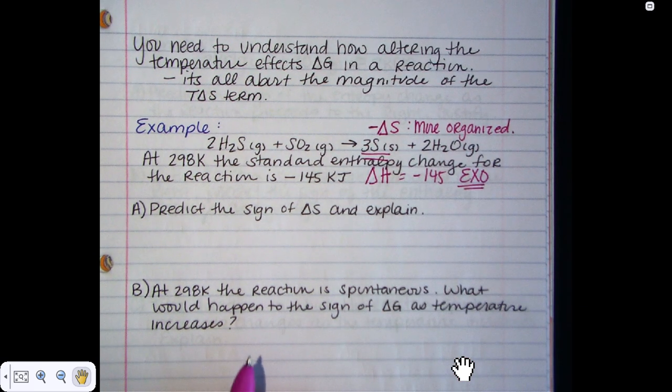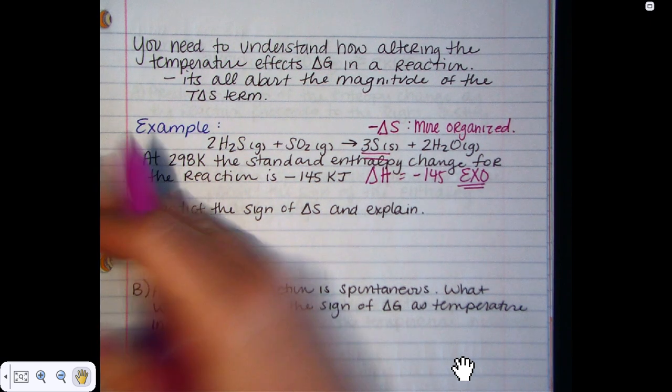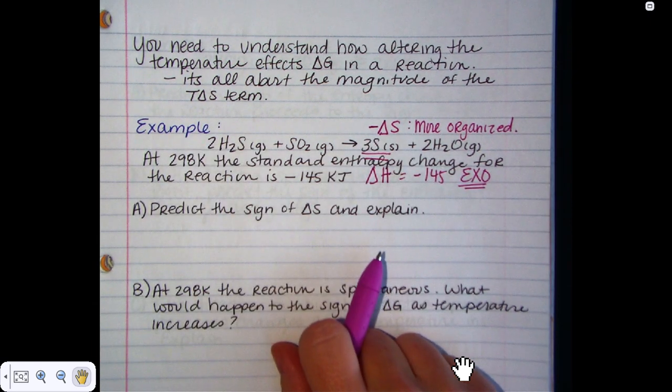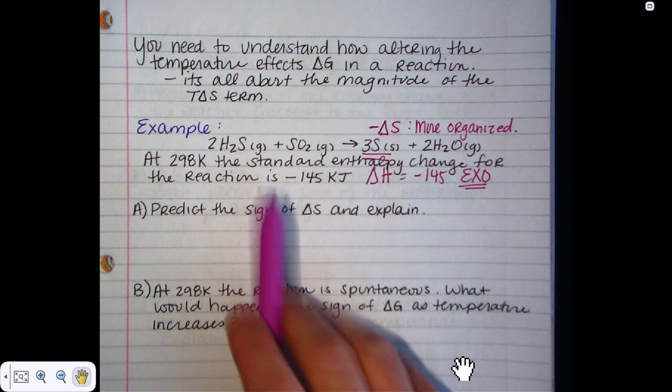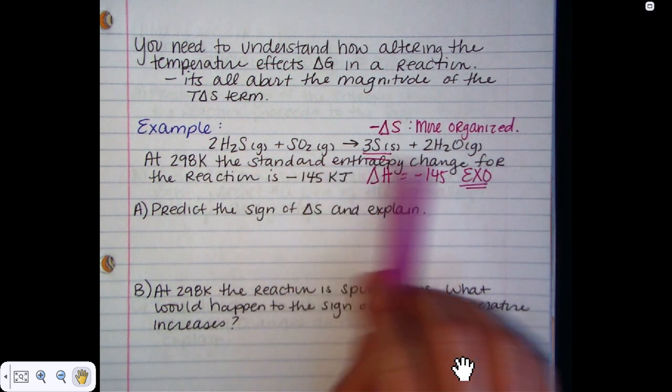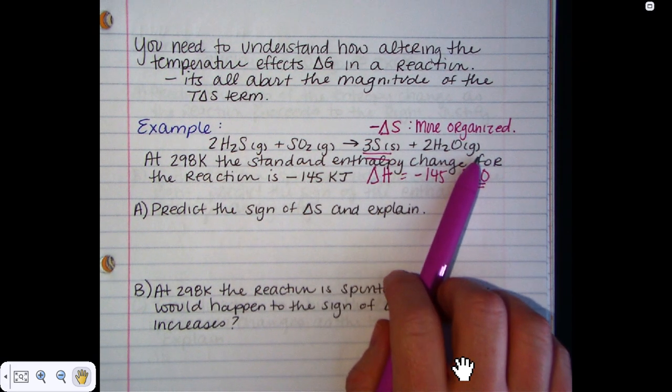All right, so now we've diagnosed everything we can diagnose just from looking at the balanced equation and the little question blurb. So let's look at what our questions actually say. Predict the sign of delta S and explain. Cool, we already did that. So we just need to write down our thoughts about what's happening here in a nice organized sentence.